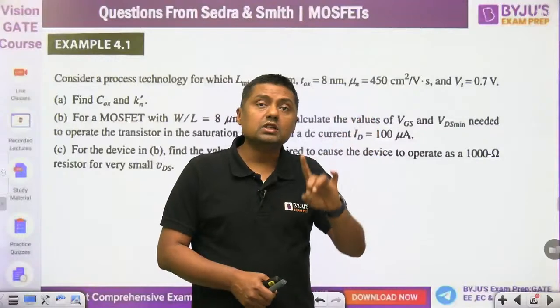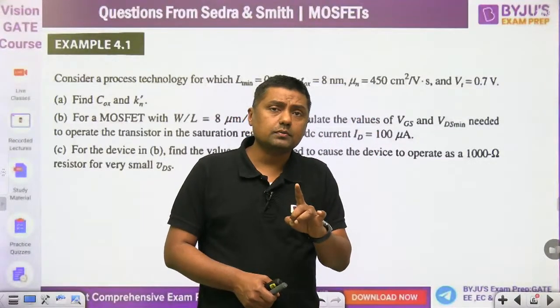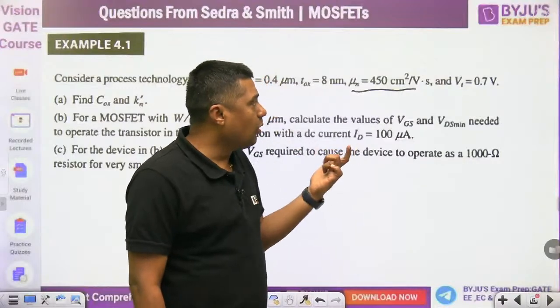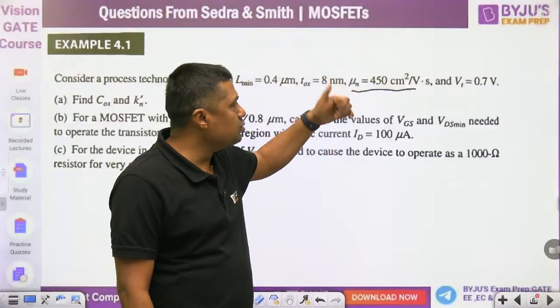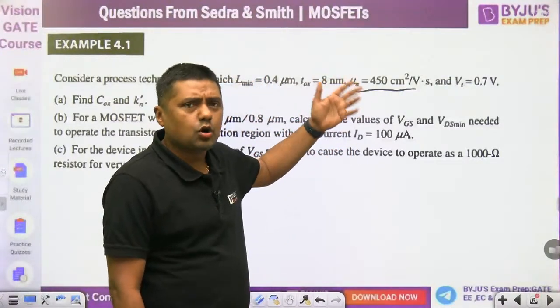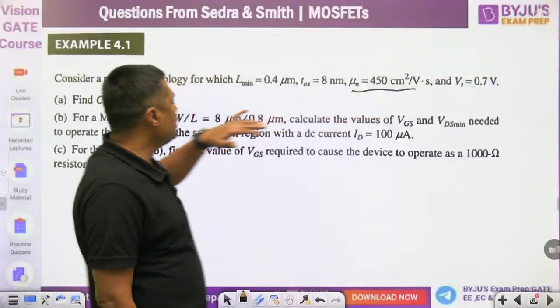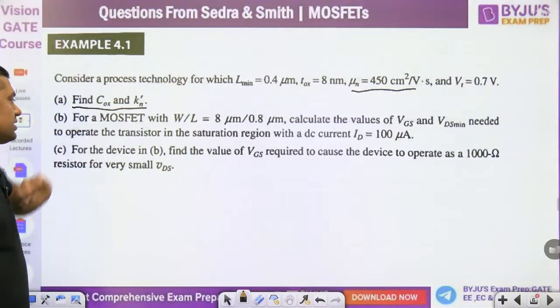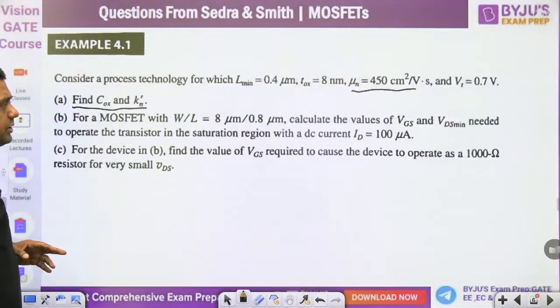Remember, this is for silicon. When we are talking about the BJT, that mobility is high, and that is because of doping. Now, and Vt is equal to 0.7 volt. You have to find the Cox and k n prime. So first, very simple question, formula based.